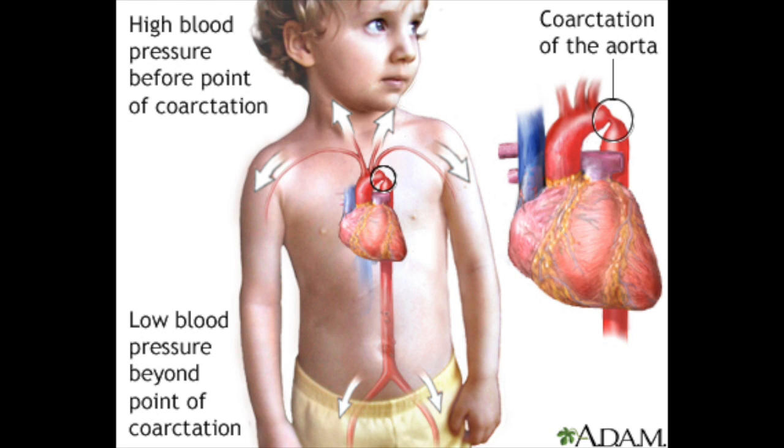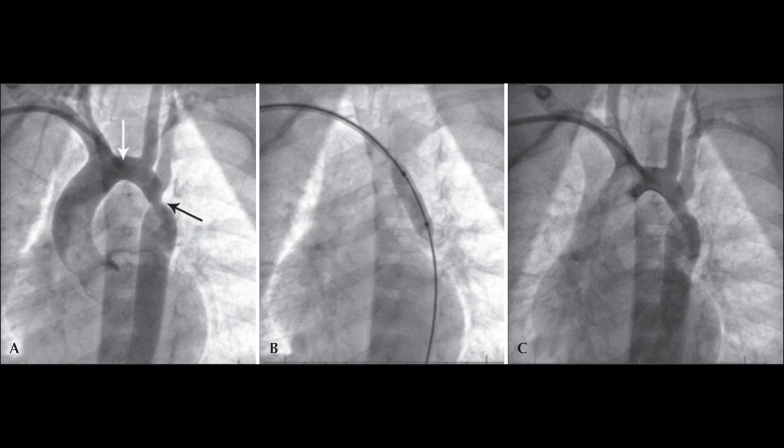Another pathology that we're going to talk about is called aortic coarctation. This is when a part of the aorta has a stricture or a very narrow section. It makes it difficult for blood to get to the lower extremities. There's usually high blood pressure before the point of coarctation and low blood pressure beyond the point of coarctation. Over time, this can lead to extremely high blood pressure or endocarditis.